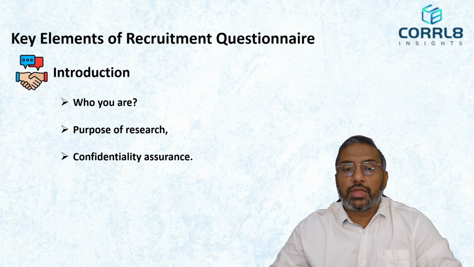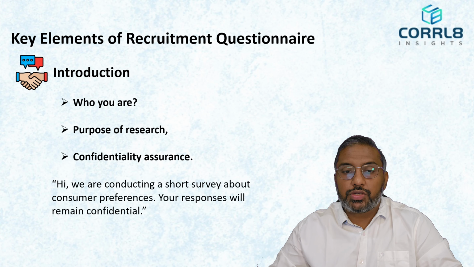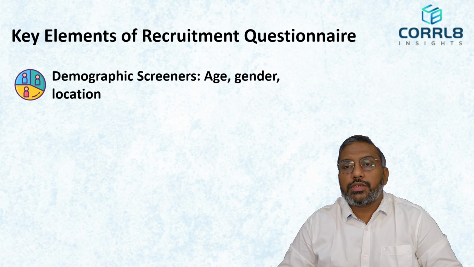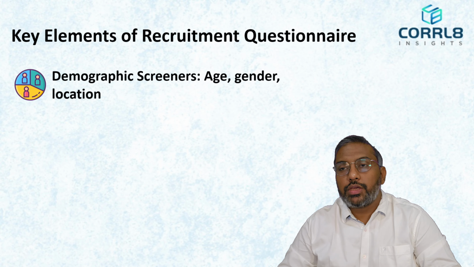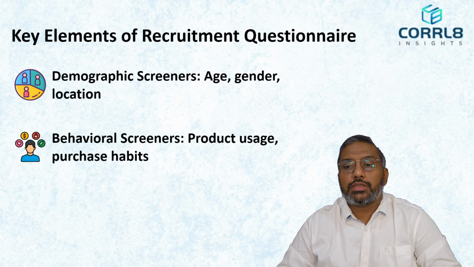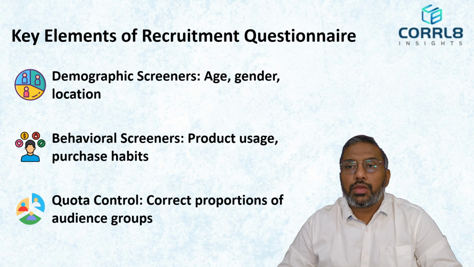For example, you can say, "Hi, we are conducting a short survey on consumer preferences. Your responses will remain confidential." Then you have screener questions, where you have demographic questions based on age, gender, and location. Then you also have behavioral screeners that is based on product usage and purchase habits. Moreover, you have quota control that helps in ensuring that the correct proportion of audience is reached out to. If a respondent does not fit the profile, they are politely thanked and screened out.